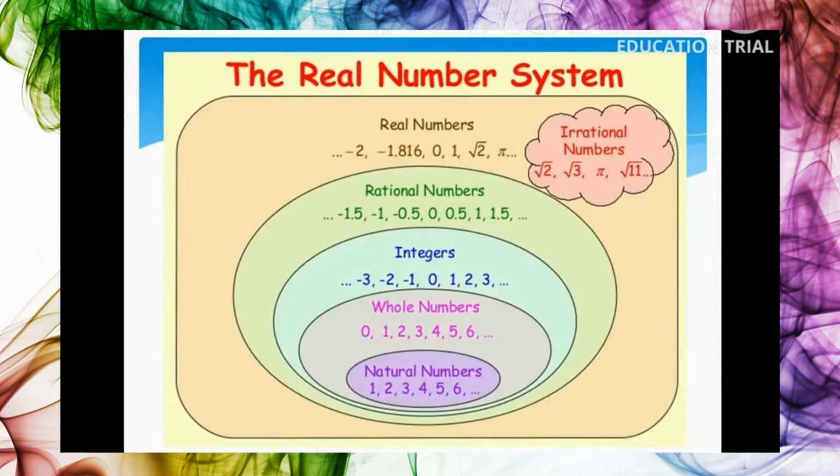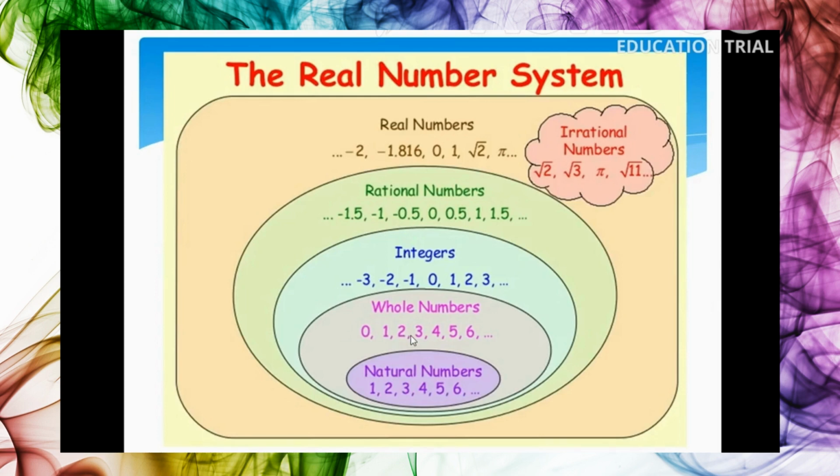Here in this chart, we can see the real number system. The entire collection is called real numbers. Real numbers contain rational numbers as well as irrational numbers. In rational numbers, there is a subgroup which is integers. In the set of integers, again there is a subgroup that is called whole numbers.